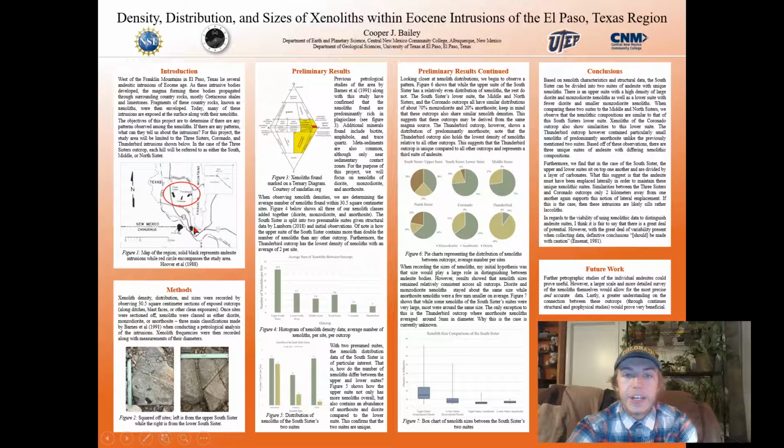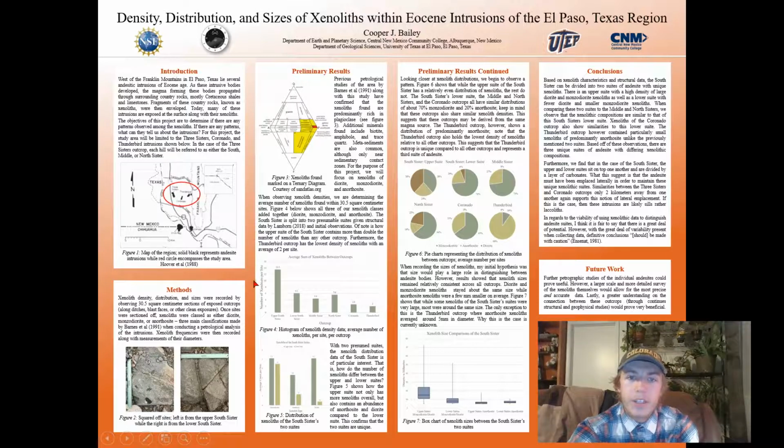Looking quickly here at Figure 1, I chose to focus my research around the Three Sisters, Coronado, and Thunderbird outcrops, which you can see here circled. The xenoliths have some variation, but in general, they're rich in plagioclase with biotite, amphibole, and trace quartz also present. You can see it here highlighted in the ternary diagram just to get a gist of what we're dealing with. But for this project, I chose to only record xenoliths of diorite, monzodiorite, and anorthosite as they were the most common and easily identifiable.